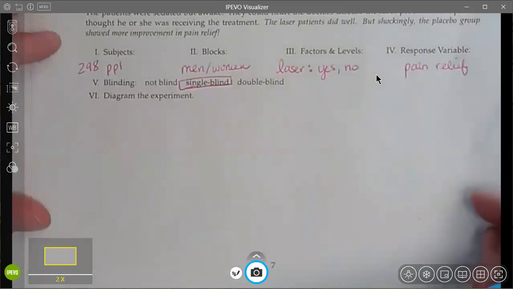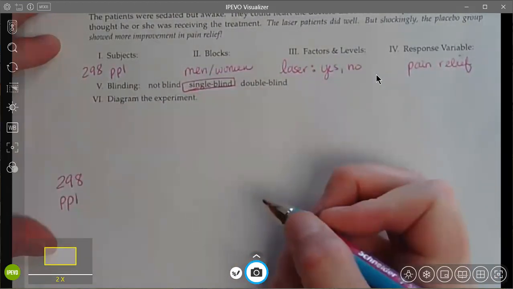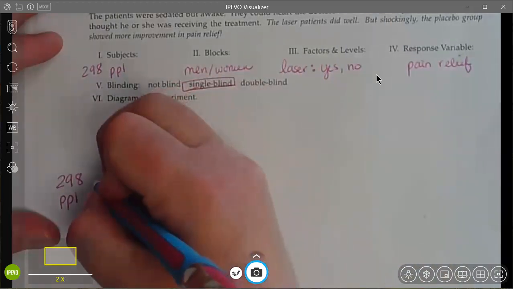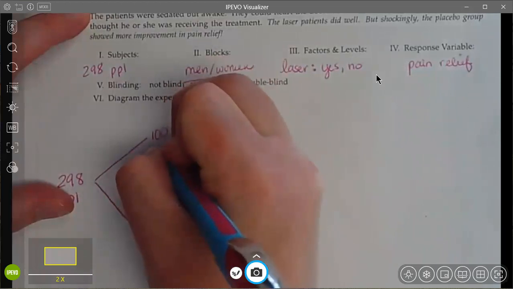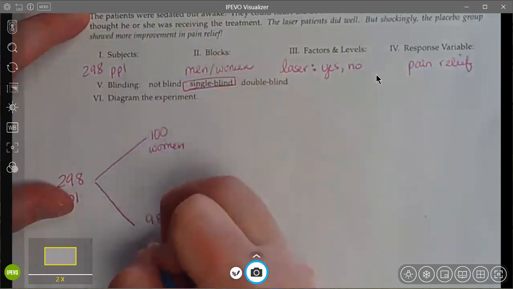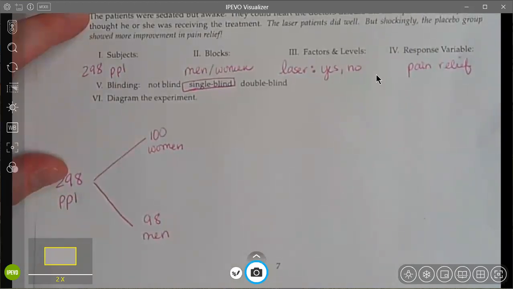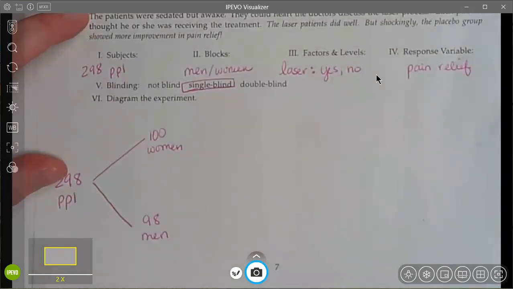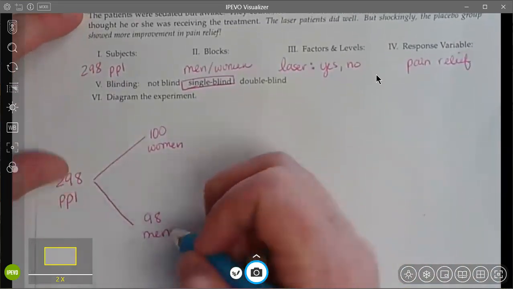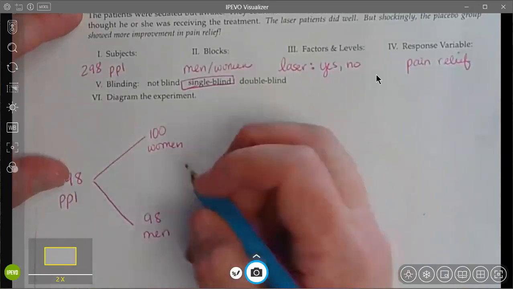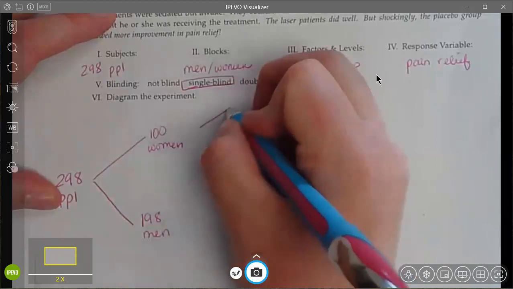So our subjects are the 298 people. And then we're going to split those into two groups. So the problem tells us that there are 100 women and 198 men. If they didn't tell us that, but we knew that we were supposed to be doing blocks, we would just split it evenly. If we actually know how many are in each group, then that's how many we would assign. All right, so we have the 100 women and the 198 men. Whoops. Let's fix that.